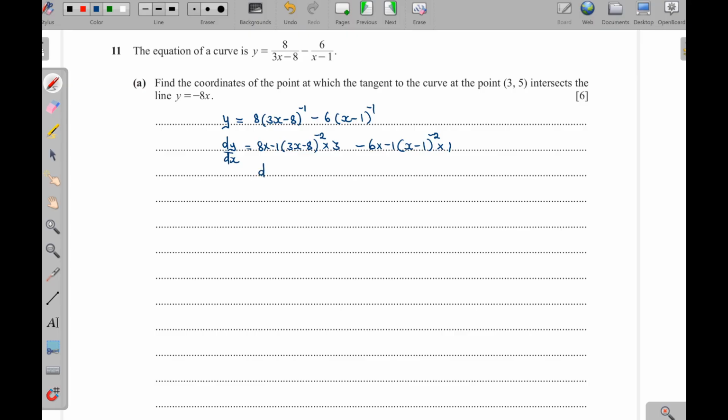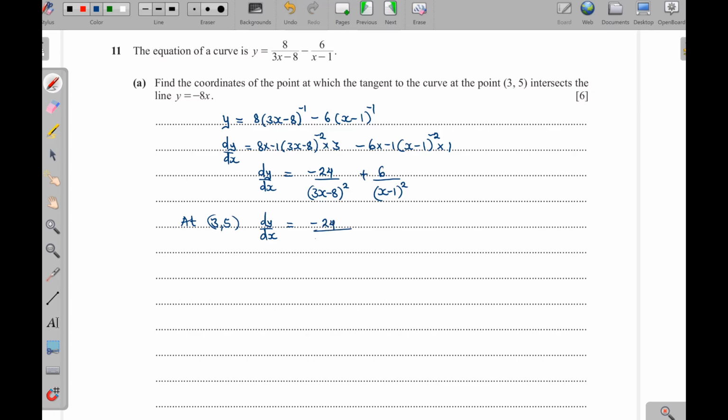So what is therefore our dy dx? This is 3 times 8, that is 24. So we shall have -24, then out of this 3x minus 8, then squared. Using rules of indices, when I take this one down, the power becomes a positive, not so. And then -6 times -1, that one becomes a positive. Then we take the x minus 1 down, like that. Now, at this point here, 3, 5, what will be the dy dx, which happens to be the gradient of the tangent? It is going to be the gradient of the curve, but also the gradient of the tangent.